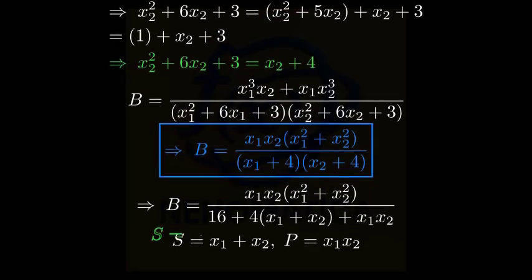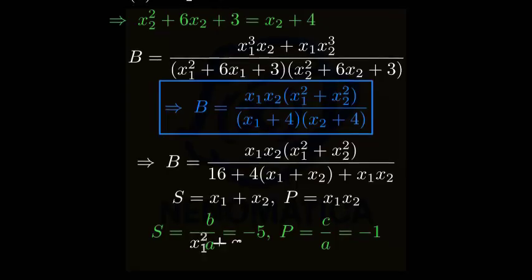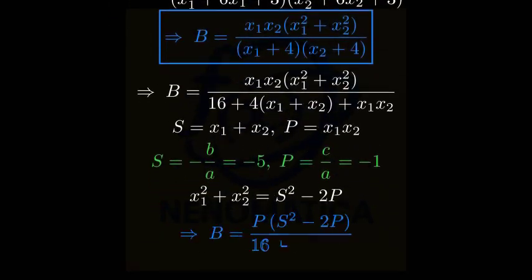Let S be the sum x1 plus x2, and P be the product x1, x2. For ax squared plus bx plus c equals 0, the relations are S equals negative b over a, and P equals c over a. Here a equals 1, b equals 5, c equals negative 1. Thus S equals negative 5, and P equals negative 1.